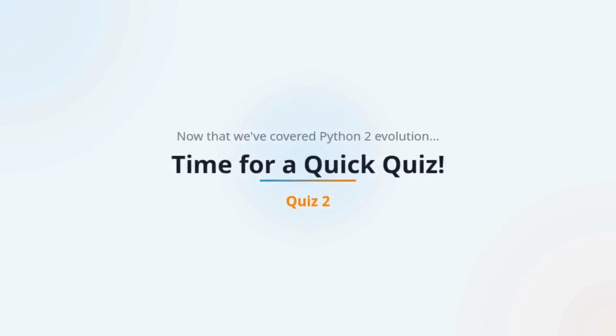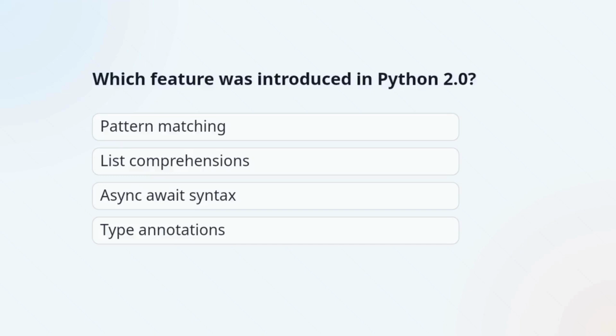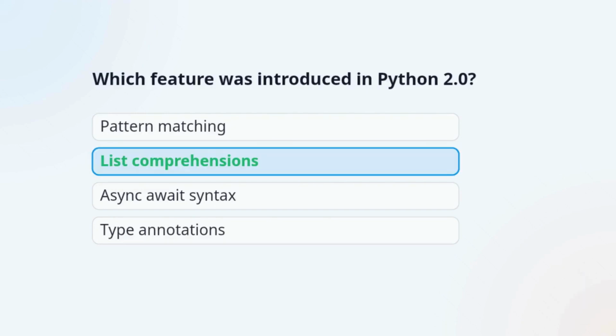Now that we've covered Python 2 evolution, let's test what we've learned so far. Here's quiz number 2. See if you can get it right. Question 1. Which feature was introduced in Python 2.0? The correct answer is list comprehensions. Python 2.0 introduced list comprehensions along with cycle detecting garbage collection.